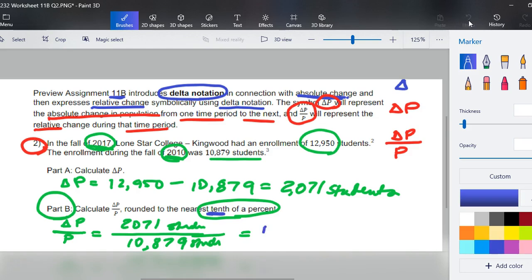And what I'm seeing is 19 point, well, the 3 behind the 0 is not going to make this go up any more than what it is, so 19.0%.